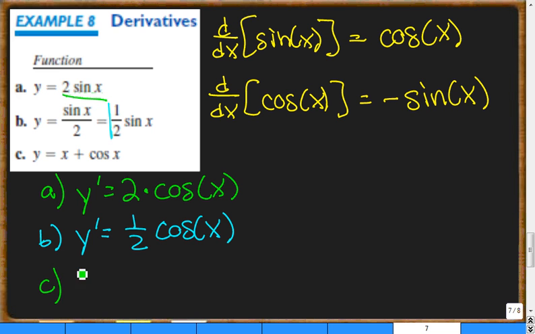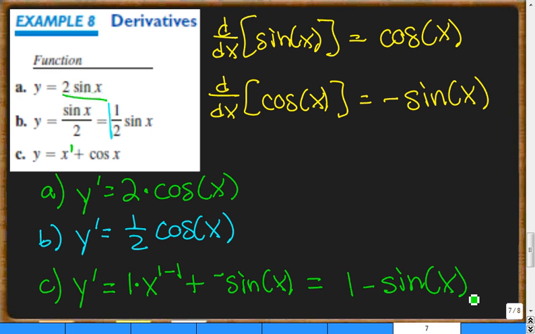And then c, we're looking for y prime. So we've got two things mixed up. So remember that we can take this one at a time, since we're adding. So the derivative of x is going to be 1 times x to the 1 minus 1. Because remember, this is x to the first. Bring the 1 down. Do all that. And then we add the derivative of cosine, which is negative sine. So this actually is going to simplify to 1 minus sine of x. So it doesn't matter if there are x's and trig functions mixed together. Just deal with them piece by piece, and you'll do just fine.